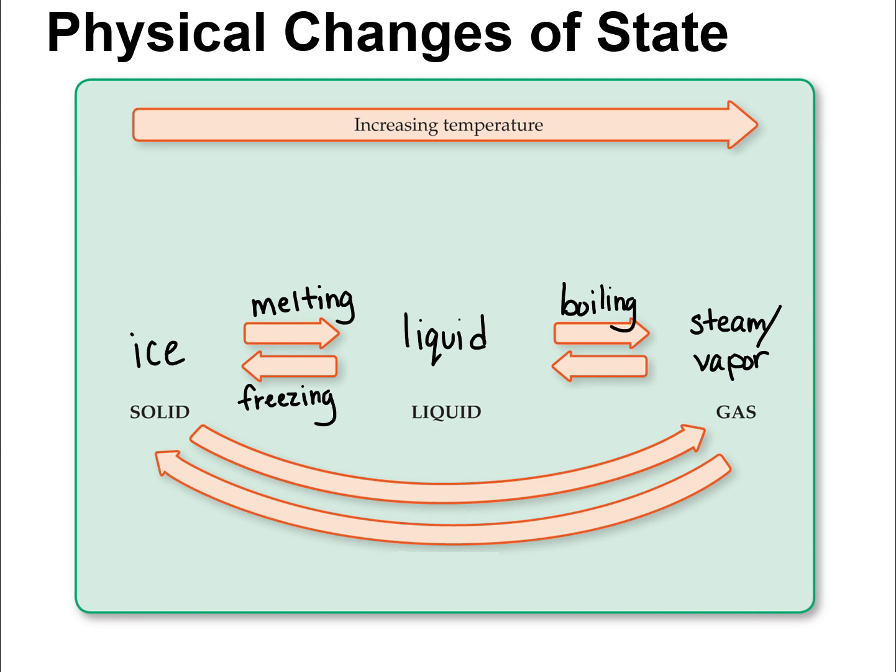Evaporation just happens at the surface. Boiling is when you see those big old bubbles coming from the bottom of the pot of water and rising all the way up through. That's when the whole thing is boiling. The opposite of that, going from a gas to a liquid, is called condensing.